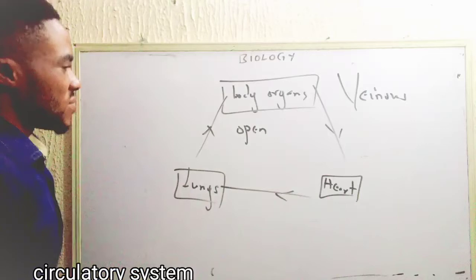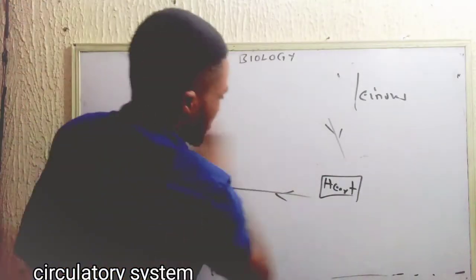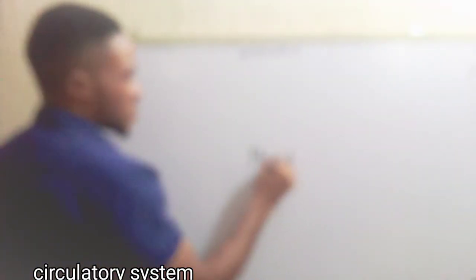Now, having said that, over to the other type of circulatory system, known as the closed circulatory system. For the closed circulatory system, note that the blood has to pass through the heart two times for complete circulation.